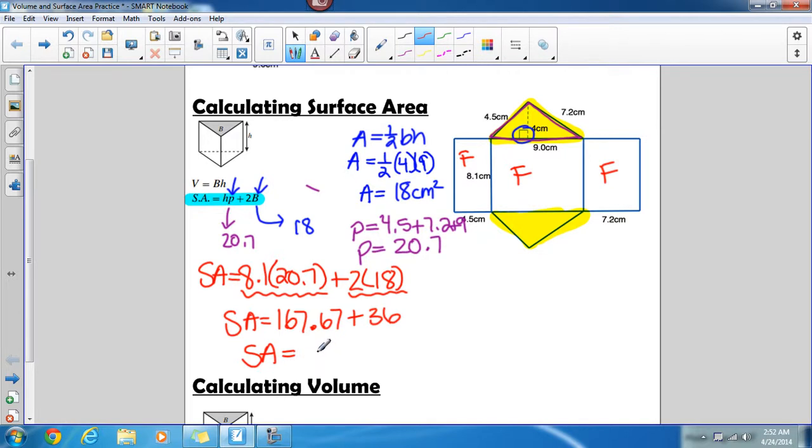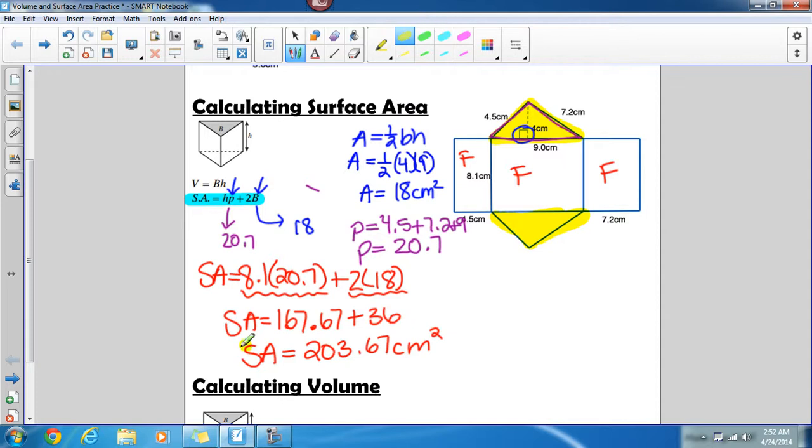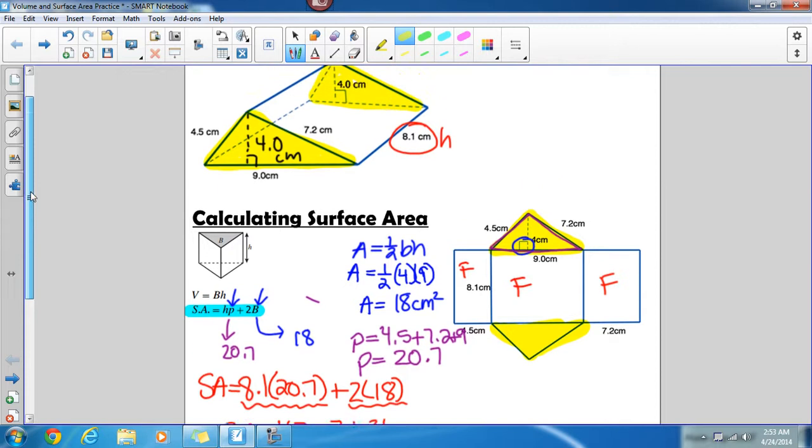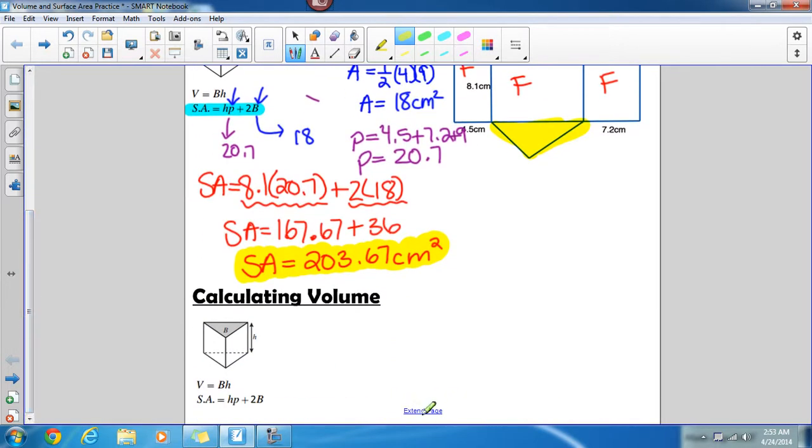that's right, I'm waiting for an answer, 203.67 centimeters. Is it cubed or squared? That's right, it's squared. So whenever we talk about surface area, your answer is always going to be squared. So there's our final answer. That is the surface area of this figure. Hopefully that helped. Now again, it's really helpful if you draw out a picture of the base. I gave that to you here. I showed it to you up here, but that's something that would really be helpful to you.